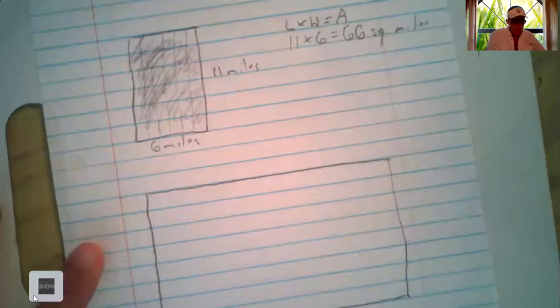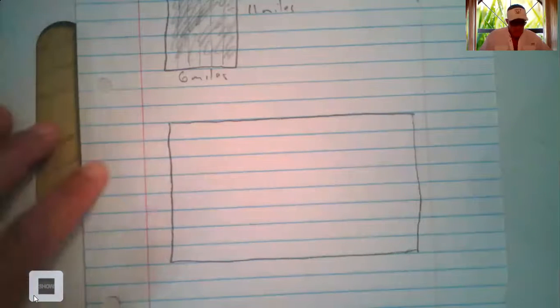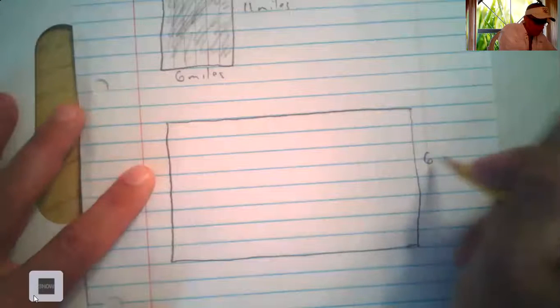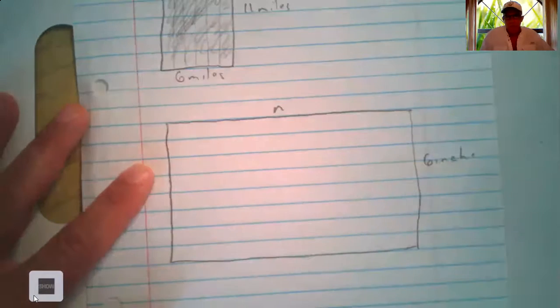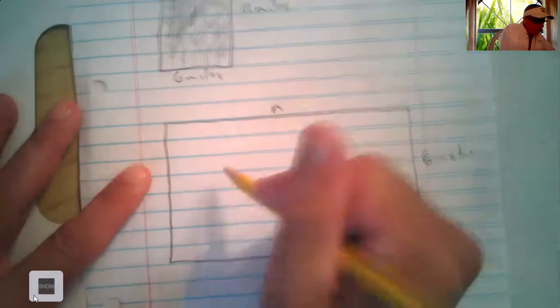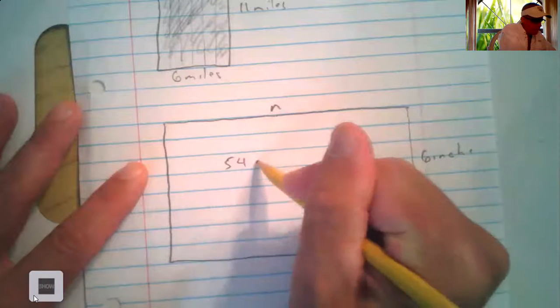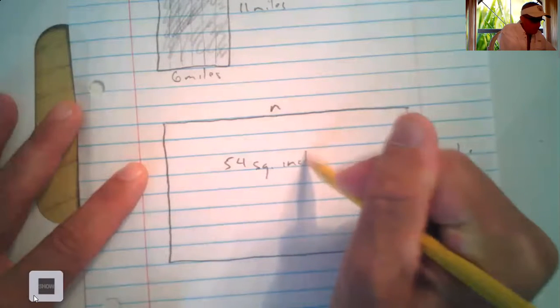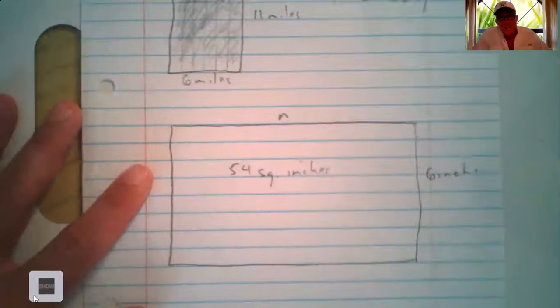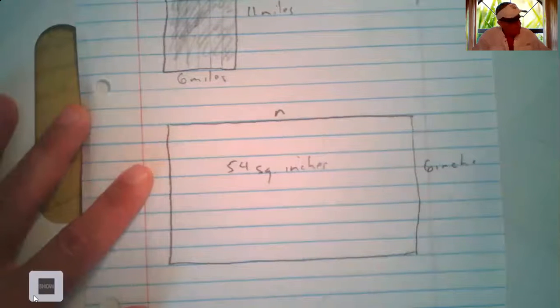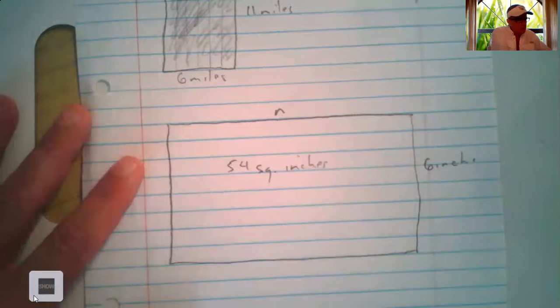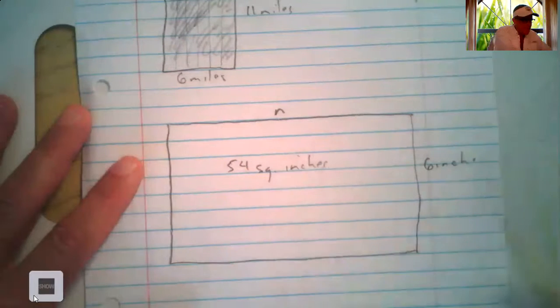Now this one is a lot smaller. Let's say this is an ant cage. It's 6 inches long, and the width is N. Inside this ant cage, they have 54 square inches of living space. What I need to know is what is the width? What is N?